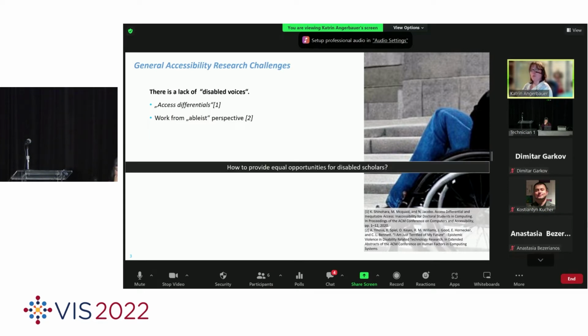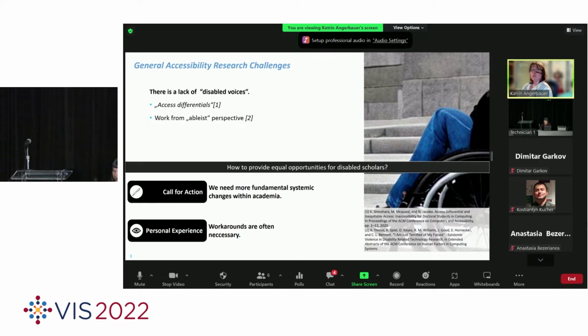So how could we provide equal opportunities for disabled scholars? This is not an easy question, and in fact, this goes far beyond visualization research, of course. We need more fundamental systemic changes within academia to provide equal opportunities for all. But I wanted just to mention it here for the sake of completeness, because I think many issues that we're facing on a lower level are also related to those systemic challenges we face.